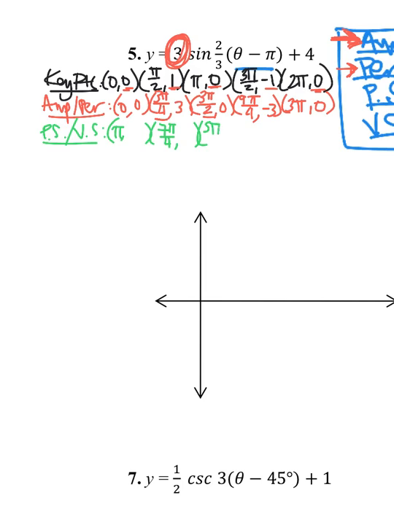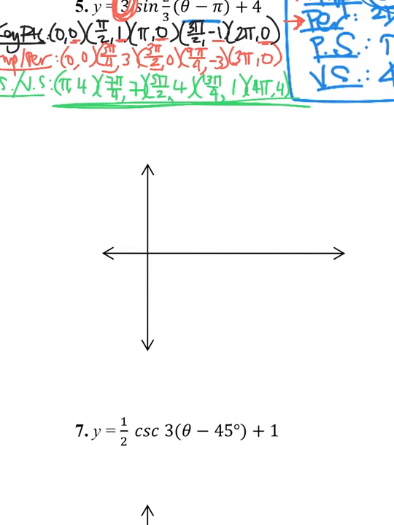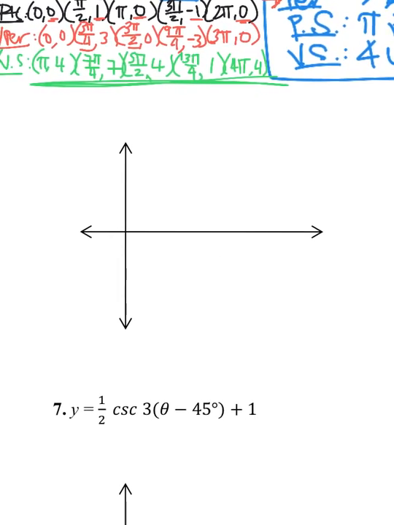And then 5 pi over 2, and then 13 pi over 4, and then 4 pi. In the vertical shift, I have 4 up, so I'm going to add 4 to all my y-coordinates. And these are the key points to your final graph. Let's see what to do here for my final graph.